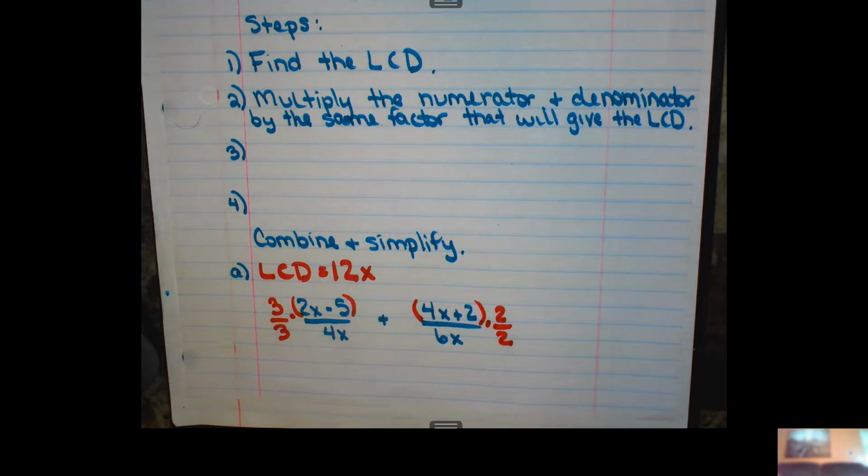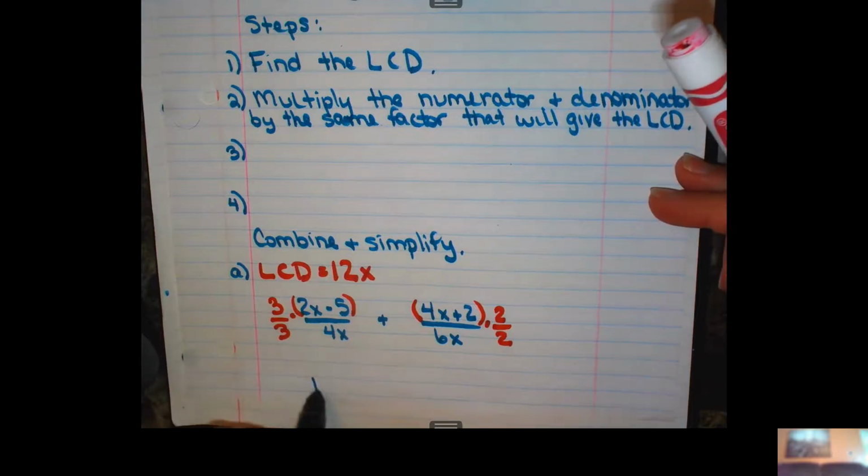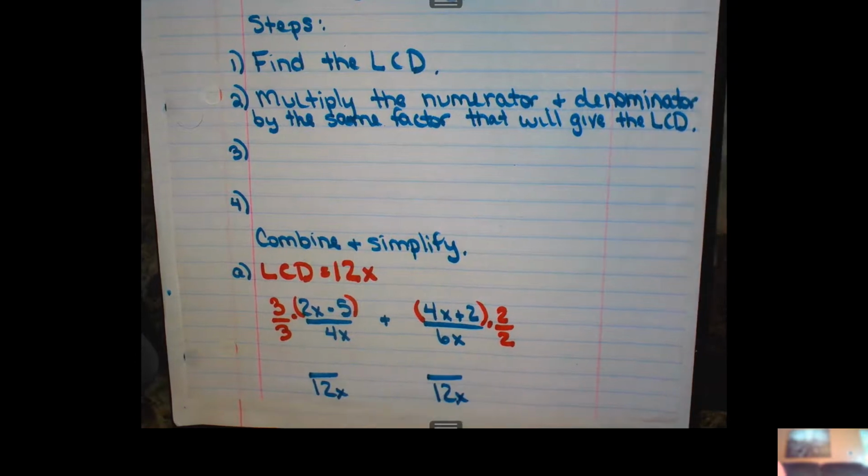So now what we're going to do is rewrite this problem. So I'm going to bring this down. So my new denominators are going to be 12x for both of them. So I'm going to have 12x over here and 12x over here. Now all I have to do is distribute.